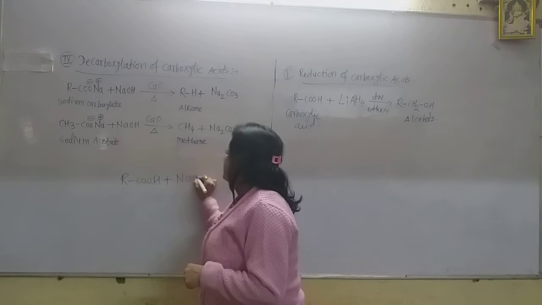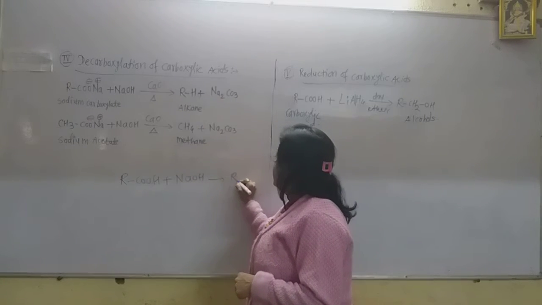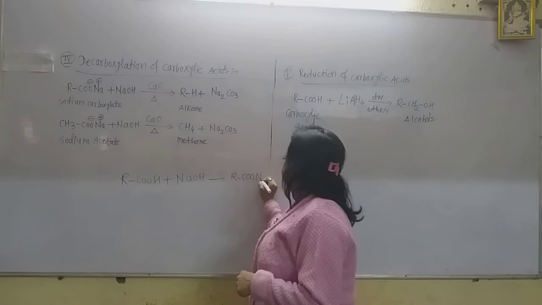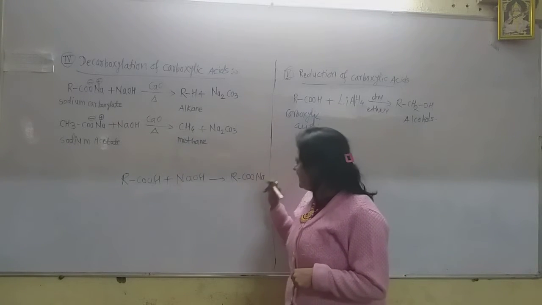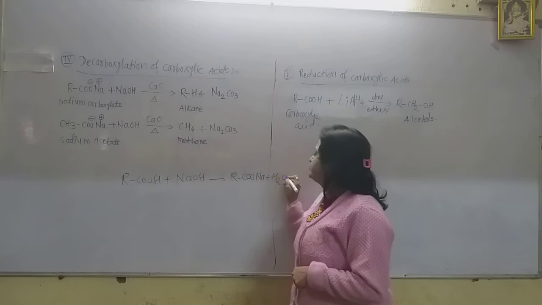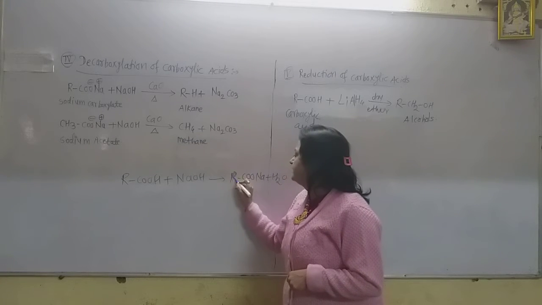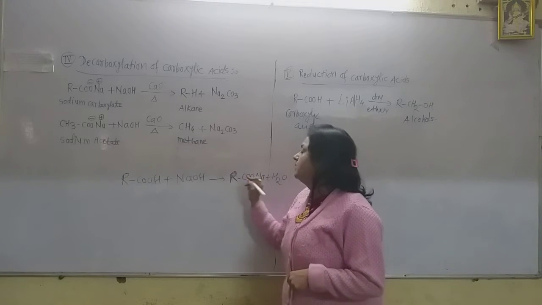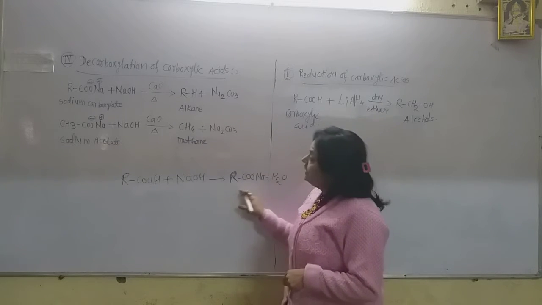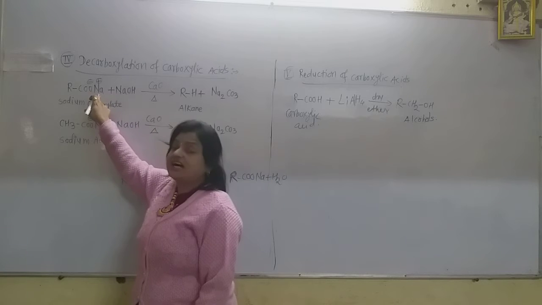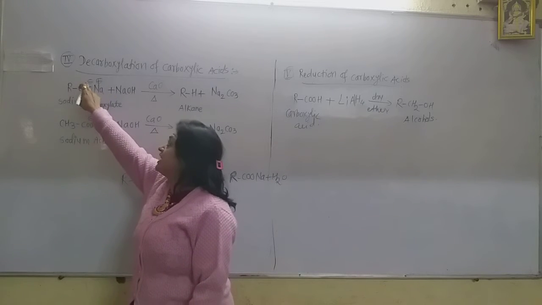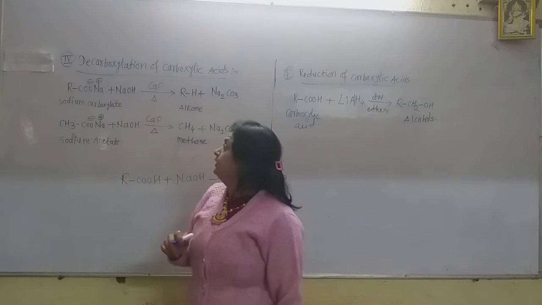When it reacts with the NaOH, it forms the RCOONa. That means neutralization reaction, acid base reaction. It gives salt and water. Now this is the sodium salt of carboxylic acid. First we have to obtain this in the first step. Now this sodium salt of carboxylic acid, as it is a salt, there is the charge separation. Sodium has the positive charge and oxygen has the negative charge.